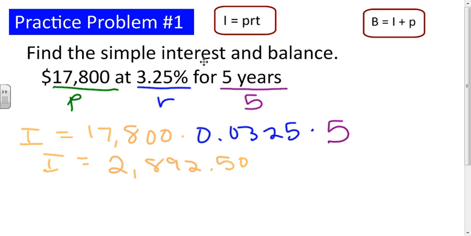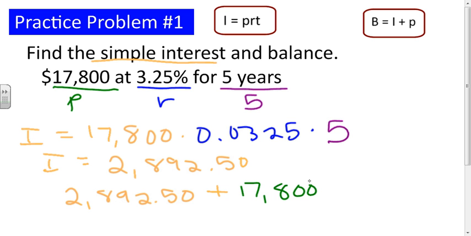So that's my interest. So I found the simple interest here. And now I just want to find my balance. So I'm going to take that simple interest, $2,892.50, and I'm going to add the principal. And my principal was 17,800. And I get a total balance of $20,692.50.